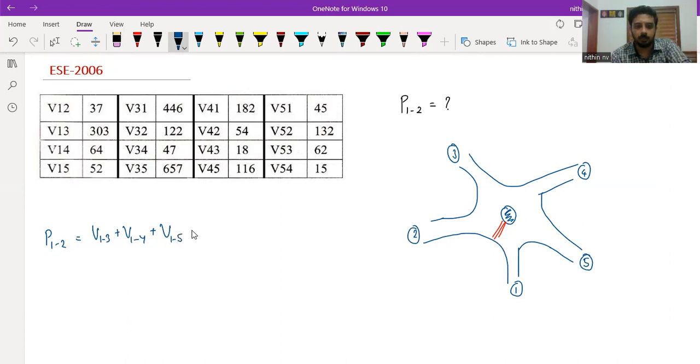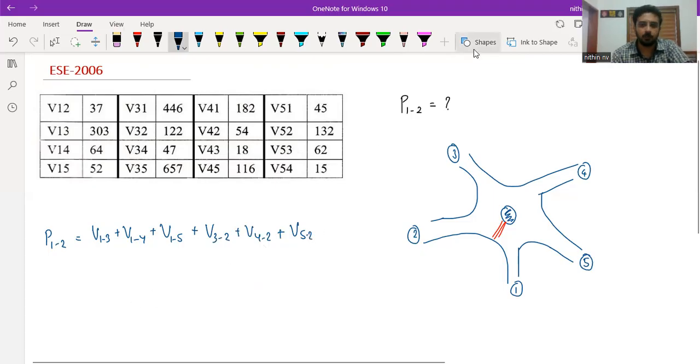That's it. Similarly, all the vehicles which are going to leg 2 except 1 to 2. All the vehicles which are going to leg 2 means 1 to 2 we are eliminating. Then 2 to 2 will not be there. 3 to 2, 4 to 2, 5 to 2. Understanding? So all these things will be coming in the numerator, right or not? That's it. Now, what all things will be coming in the denominator?